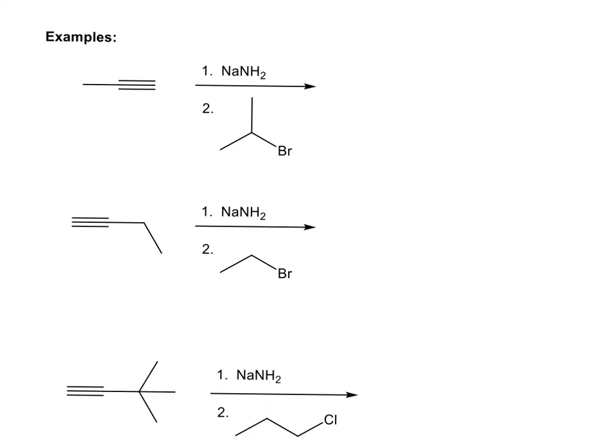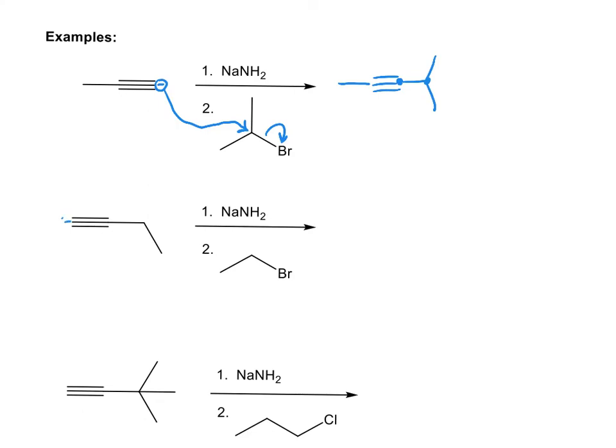So in the first step, NaNH2 is going to make this a negative charge, and then it's going to attack the alkyl halide, the carbon attached to the halogen. And so in this case, we will get our isopropyl added to our alkyne. And note that this is the end of our alkyne, and this is the carbon we have added. So there should be a bond between them.